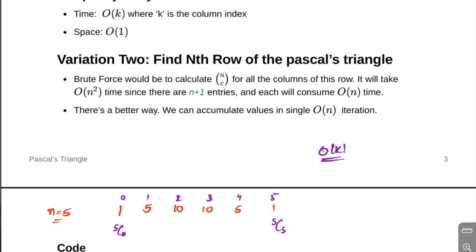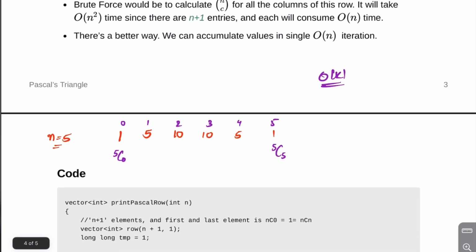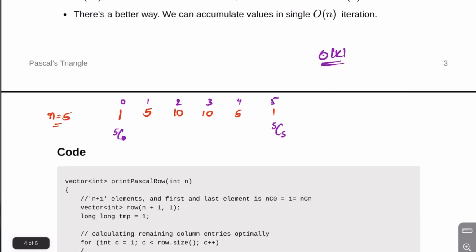We can actually accumulate values in a single iteration. Okay, you will not get this straight away, but let me write it down. Here I have written the fifth row from above, so you can verify it afterwards. The values that need to be calculated are 5 choose 0, 5 choose 1, 5 choose 2, 5 choose 3, 5 choose 4, and 5 choose 5. For now, let's forget what these values are, because they're anyway ones, so I can just initialize the list with ones.